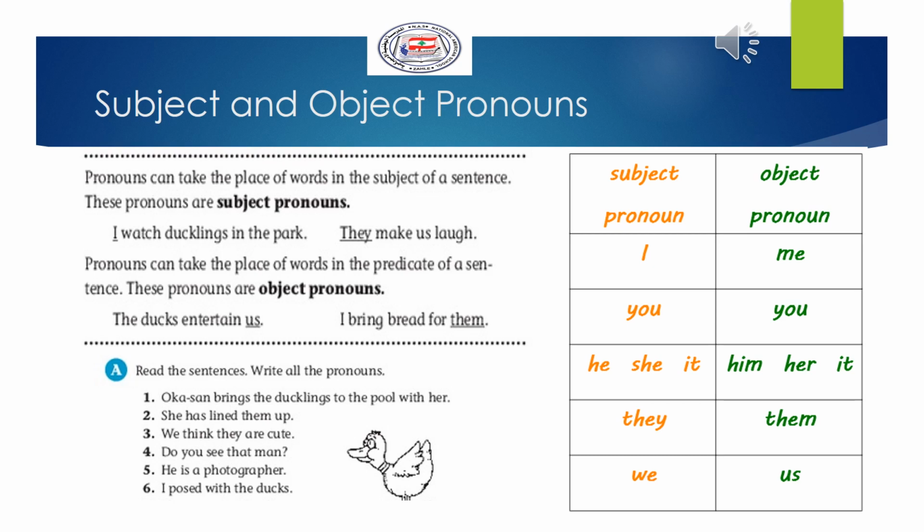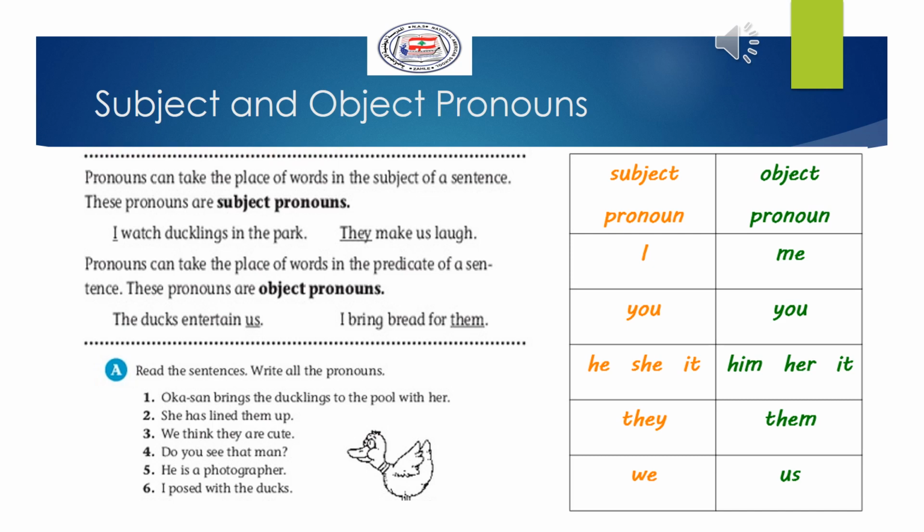We put subject pronouns before a verb. Example, I watch ducklings in the park. They make us laugh. I and they are subject pronouns since they come before the verb. Pronouns can take the place of words in the predicate of a sentence. These pronouns are called object pronouns.